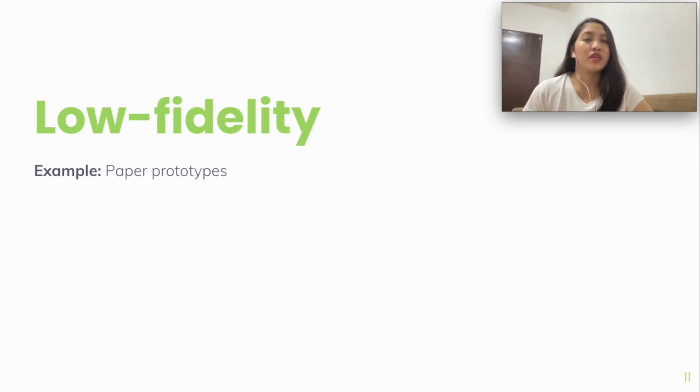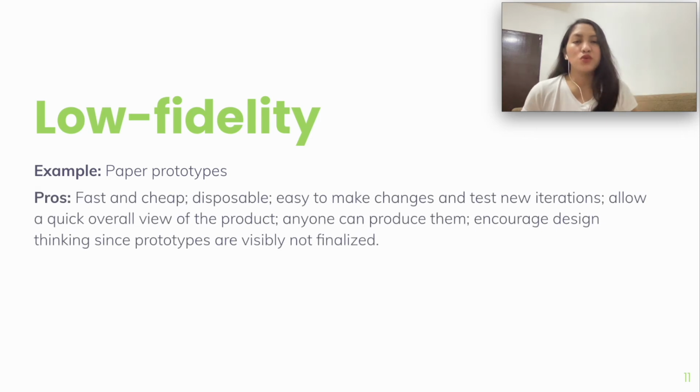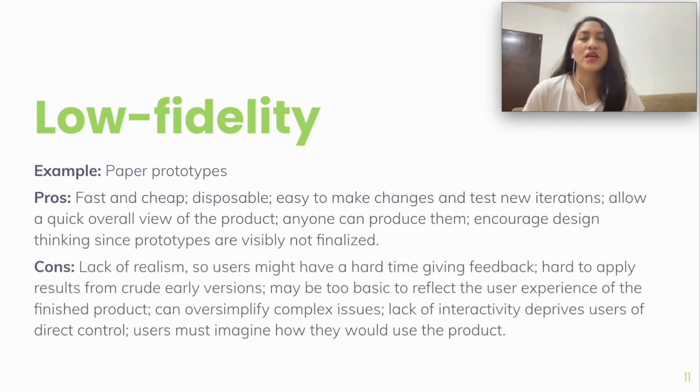An example of a low fidelity prototype is paper prototype. The pros of low fidelity prototypes are the following. It is fast and cheap, it is disposable, easy to make changes and test new iterations, it allows a quick overall view of the product, anyone can produce them, and it encourages design thinking since prototypes are visibly not finalized. While the cons is that it lacks realism, so users might have a hard time giving feedback.